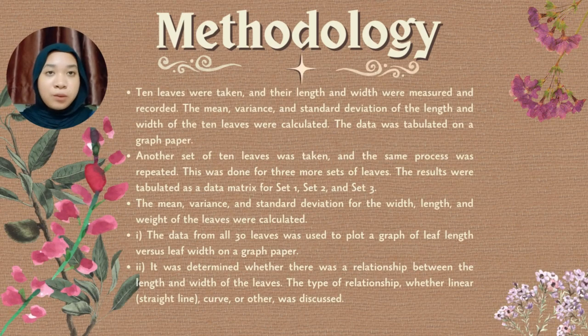The first one is 10 leaves were taken and their length and width were measured and recorded. The mean, variance, and the standard deviation of the length and width of the 10 leaves were calculated. The data was tabulated on a graph paper. The second one, another set of 10 leaves was taken and the same process was repeated. This was done for 3 more sets of the leaves.